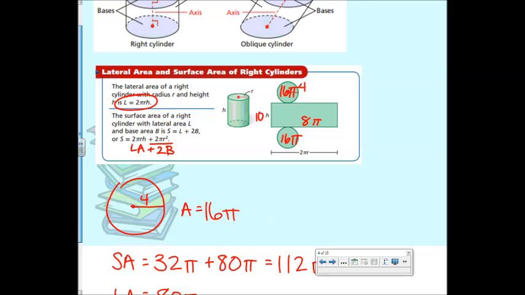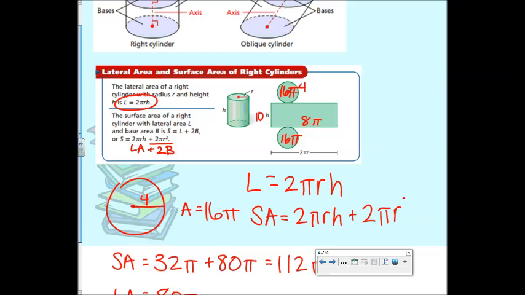So again, lateral area would be 2 pi r h. Surface area would be 2 pi r h plus 2 pi r squared. So again, if you don't remember how to do it, you can plug it into this formula as long as you know what the r, the radius, is, and what the h, the height, is.